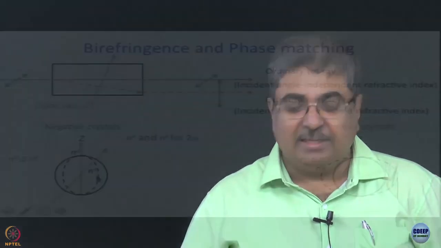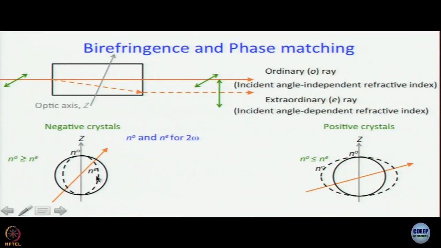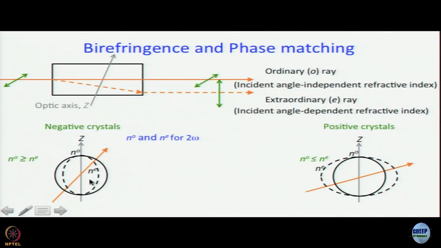Okay. Now, I want to draw the surfaces for N O and N E for 2 omega. Okay, and let us say I will draw it for the negative crystal. You can draw it for the positive crystal yourself. And it is not very difficult also once we do it slowly. So, first of all, what will happen? Will a negative crystal become a positive crystal for the second harmonic, or will it remain a negative crystal? It will remain a negative crystal. So, you get similar kind of a diagram. Yes. Next question.